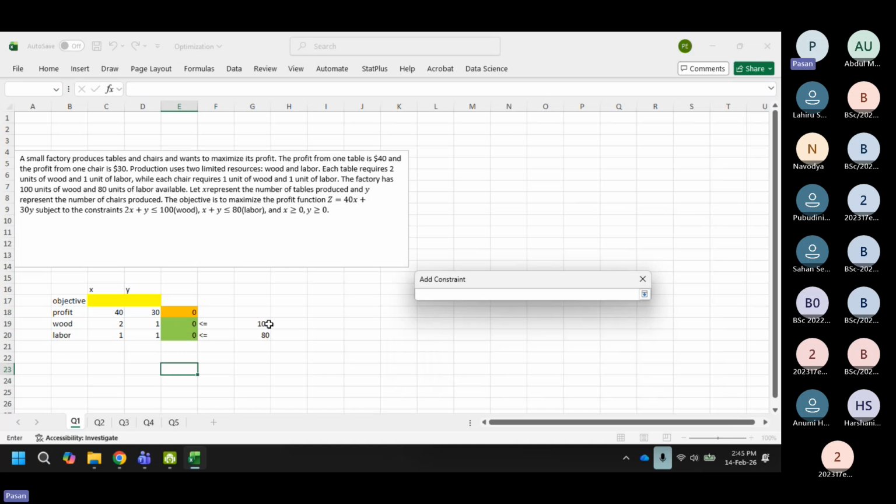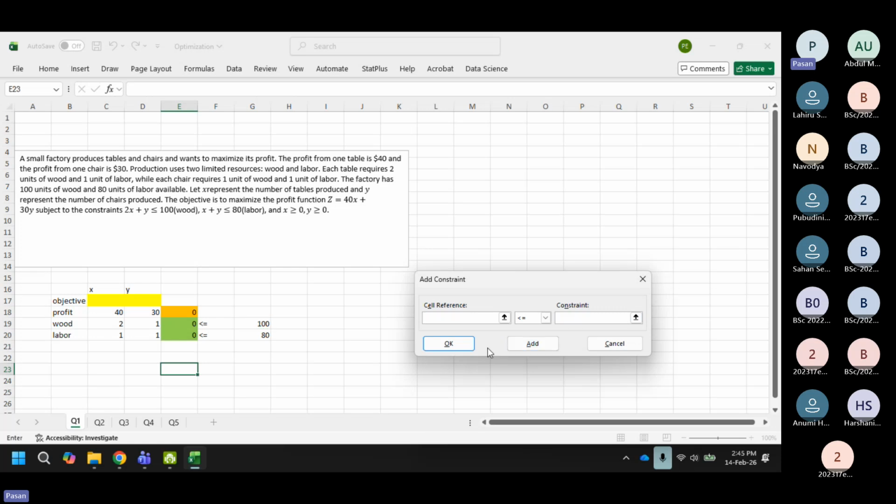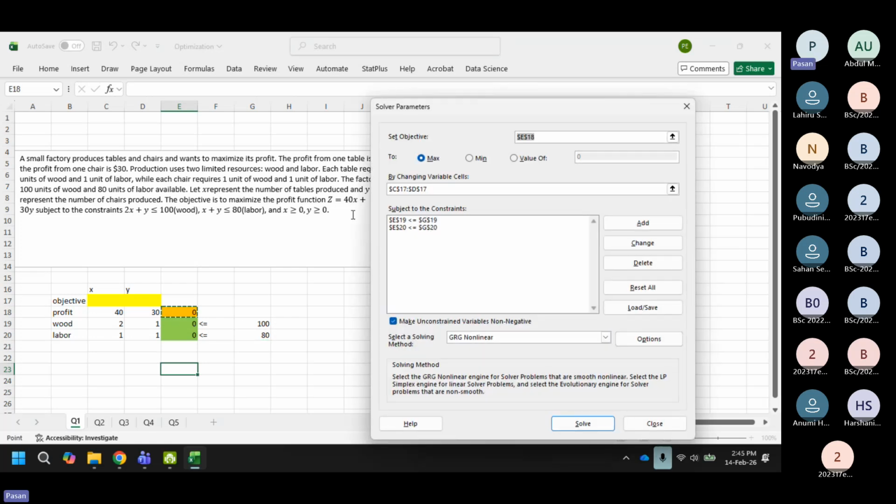And then the right hand side is this one. So that's my first constraint. And the second one. Basically I have only two constraints, right? So then I can finish that. I have these two constraints there. So that's how we can set up our problem in Excel here. You have to put your objective cells here and then the constraints here.